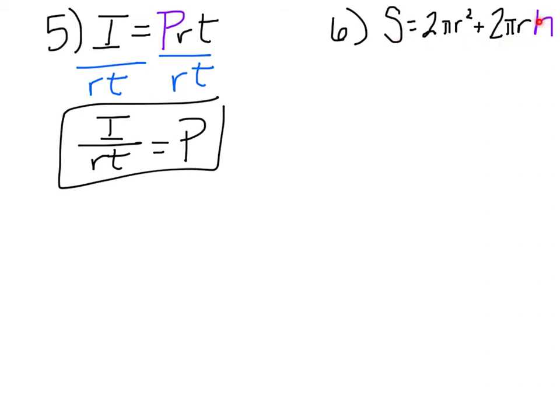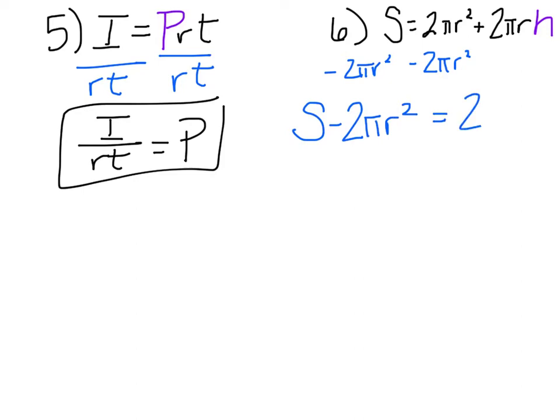Over here, I want to get this h by itself. So that means I first have to move this entire chunk, 2 pi r squared, over to the other side. It'd be just like if you put plus 5. How do you get rid of plus 5? You subtract 5. How do I get rid of plus 2 pi r squared? You subtract 2 pi r squared on both sides. That gives you s minus 2 pi r squared equals 2 pi r times h.